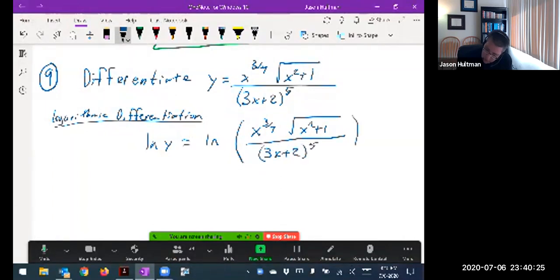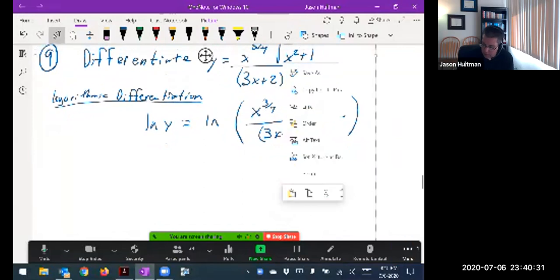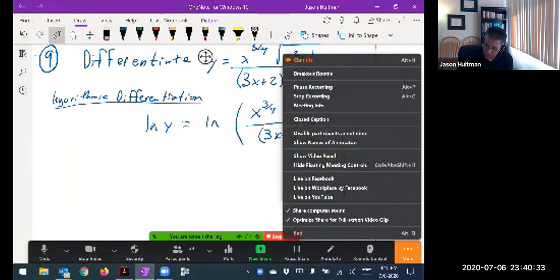And what that allows us to do is write this rational expression, this really kind of scary rational expression.